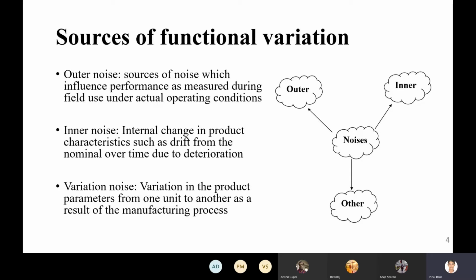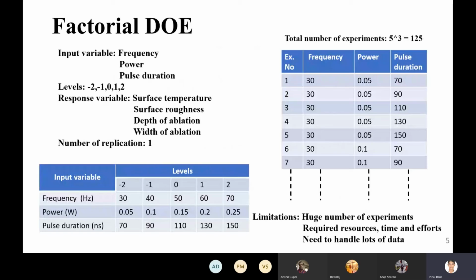I think I have explained enough reason why design of experiment is important. Now we directly jump into the problem and solve it using different methods. So first we see the factorial design of experiment. Let me first explain the difficulty of the problem. For that, let us consider an example.